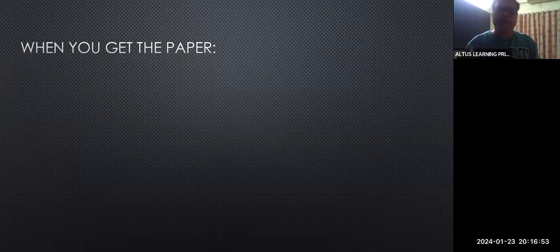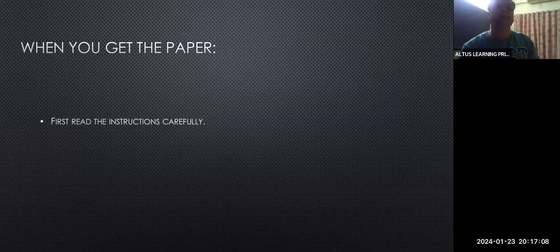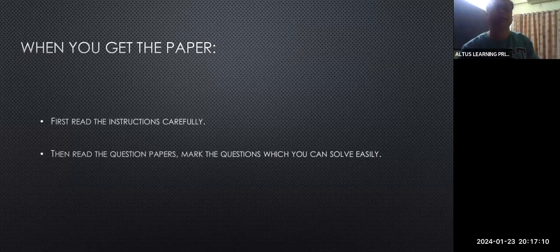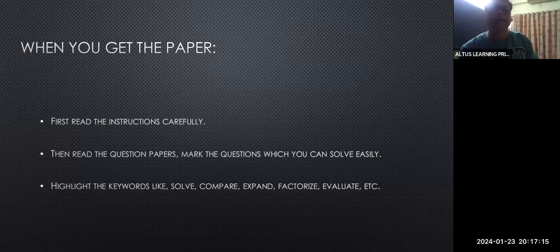Ensure that you are putting the correct number, and tick on the paper that this question has been attempted. Otherwise, you will not be able to identify which question is attempted and which is not, if you are not doing it order wise. So first read the instructions carefully, as I mentioned, then read the question paper, and mark the questions which you can solve easily. Highlight the keywords like solve, compare, expand, factorize, evaluate, etc.